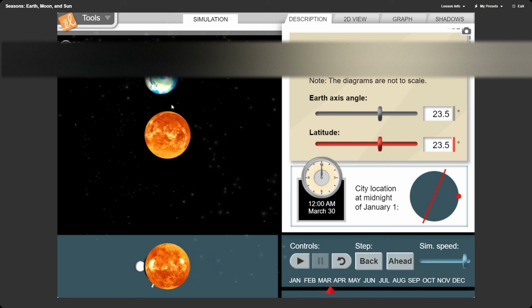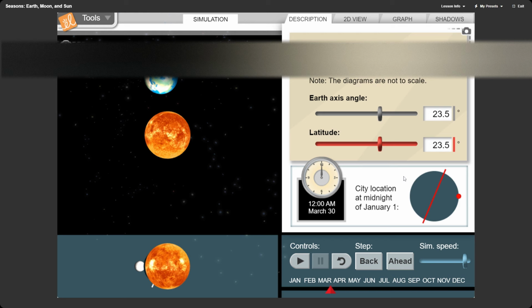Over here in the Northern Hemisphere, we're moving from winter to the summer, right? So in the Northern Hemisphere, we're experiencing spring. But in the Southern Hemisphere, we're going from summer to winter. So the Southern Hemisphere is experiencing the fall.